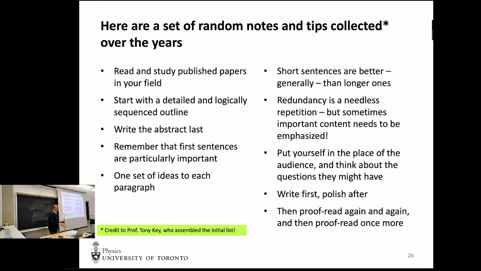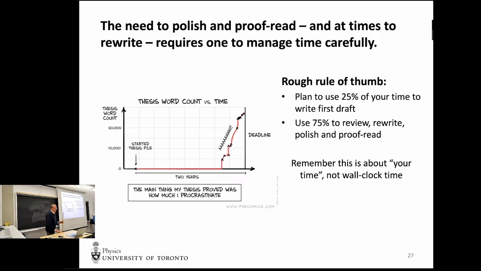And there's a bunch of random notes, which I don't have time to go through, but they give you some hints as to strategies for writing. For example, writing the abstract last is not a bad strategy. Don't begin with it. And finally, when you actually write, this is typical: you start your thesis, and two years later, all of a sudden you have a number of words, and it all comes up at the last minute. Not very uncommon.